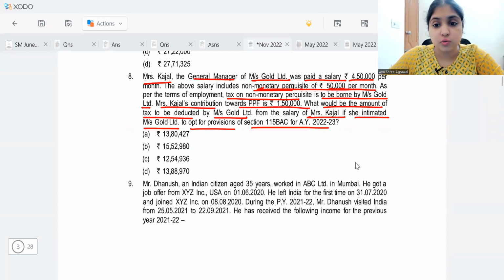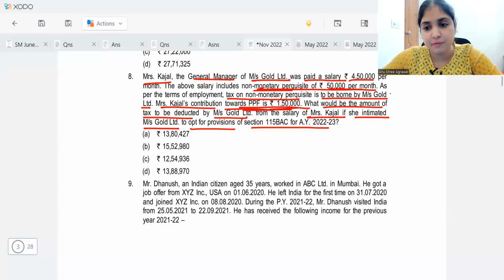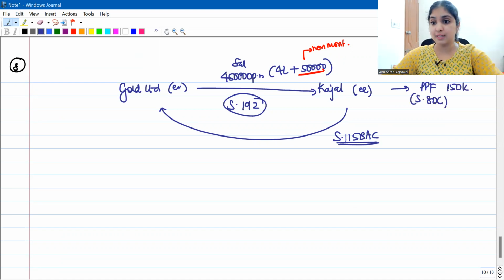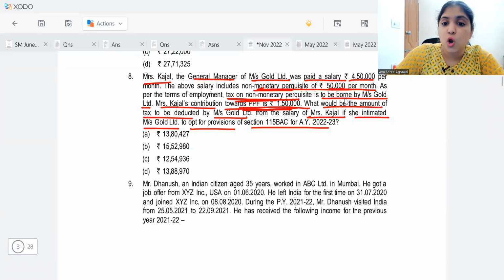Then the question also says that Mrs. Kajal's contribution towards PPF is 1,50,000. She is contributing towards PPF 1,50,000. Which section comes to your mind? Section 80C. Also the number is well within the 1,50,000 limit. The question also says tax on non-monetary perquisites will be borne by the employer.